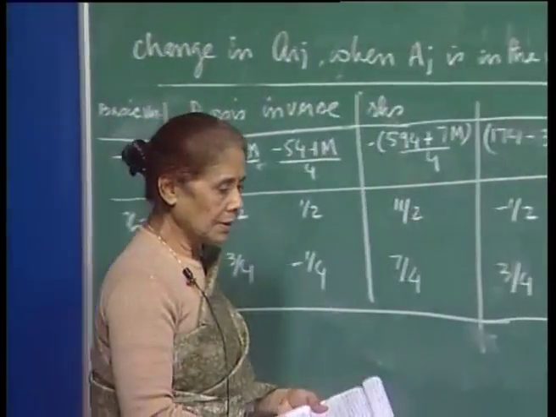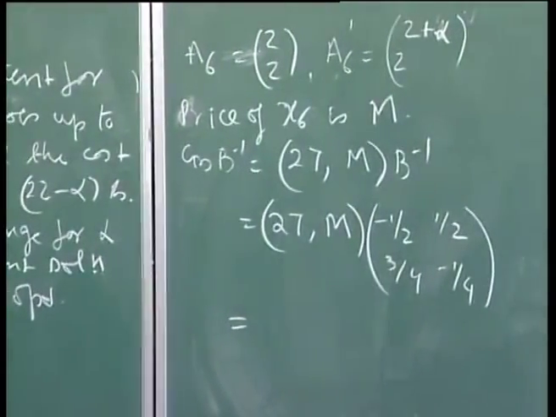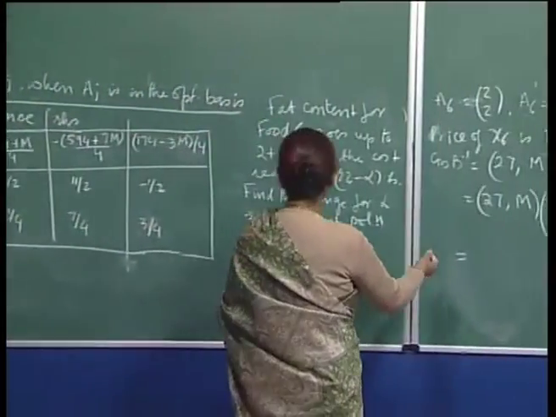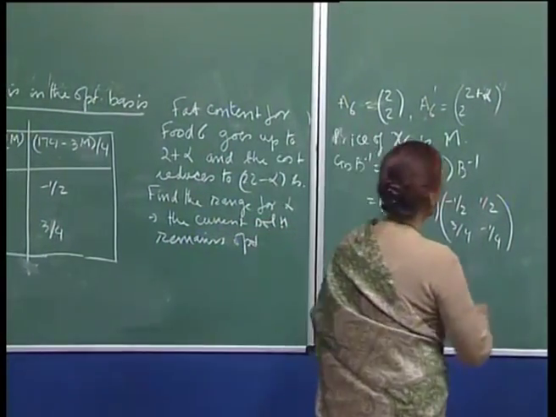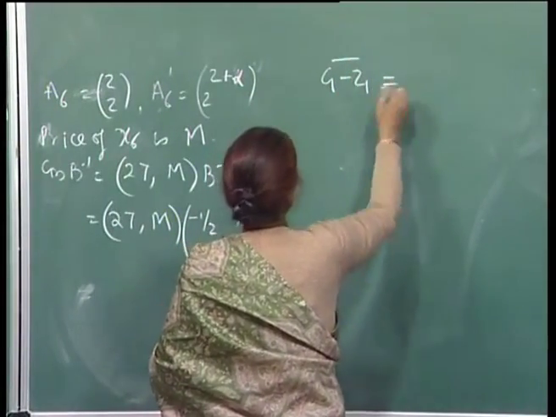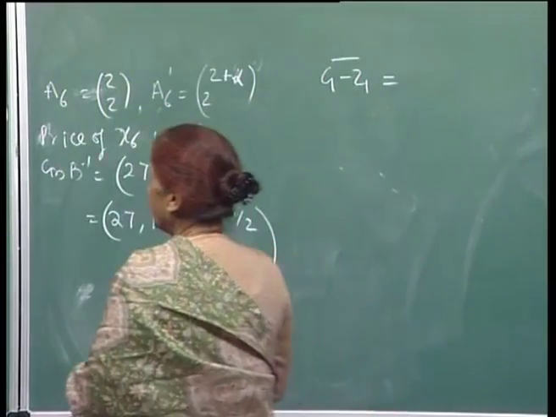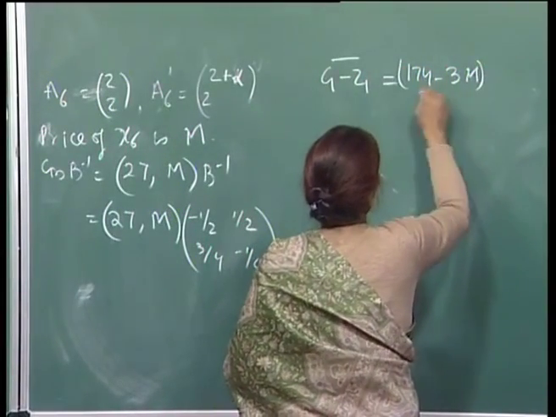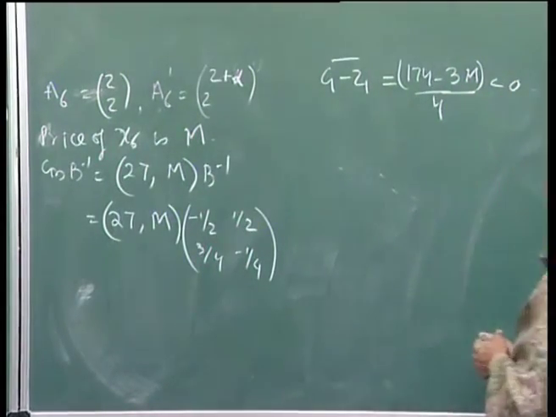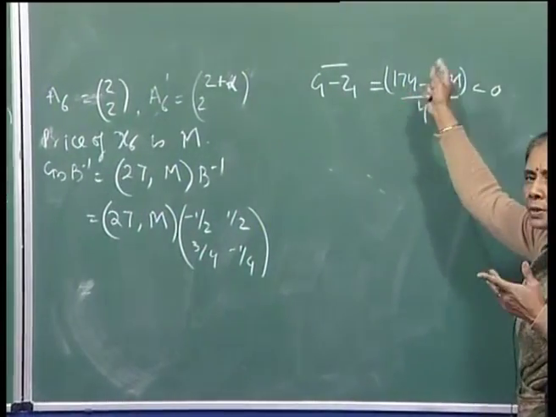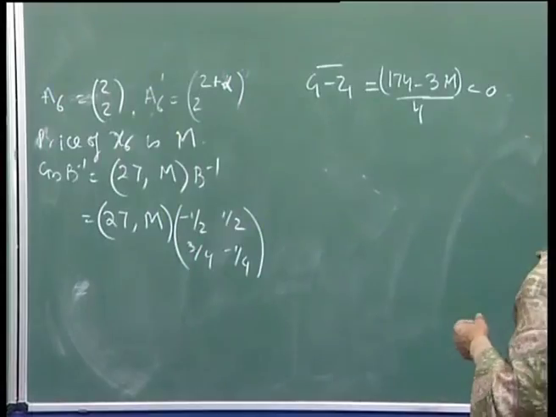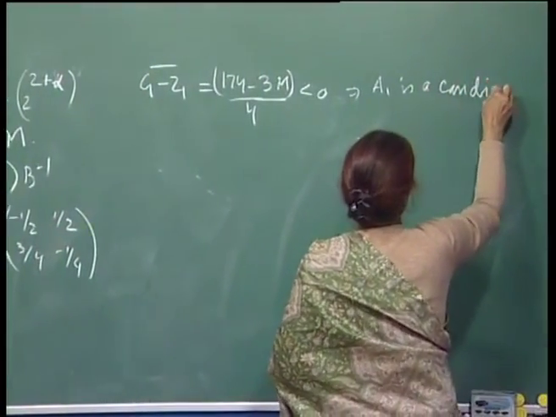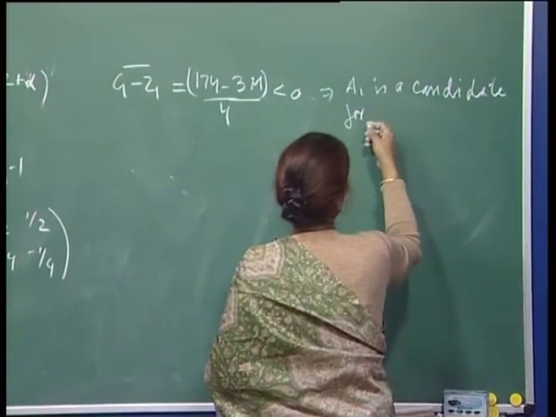Then we will start with the simplex algorithm, because I want to make use of the calculations that I have. With this new CBB inverse, I need not write it here, it is already shown in the table. So, now you start with your new C1 minus Z1, right, and it turns out that C1 minus Z1 is equal to 174 minus 3m upon 4, which is less than 0, because m we are taking to be a very large number. So, the moment m has a negative sign, no matter what number here is, we say that m is sufficiently large. So, that means that this is less than 0. So, this implies that A1 is a candidate for the optimal for the new basis.